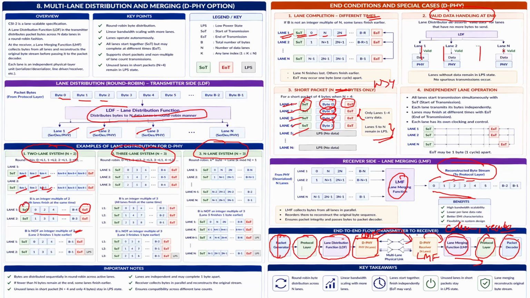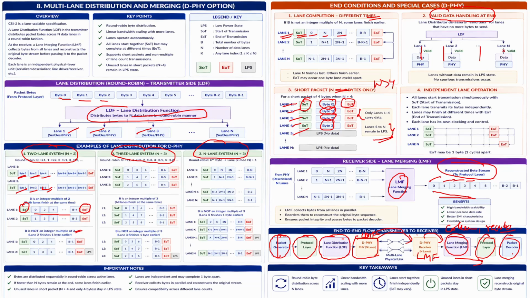Why is this mechanism important? I told you that bandwidth needs to be used efficiently, and the lanes should transmit the data efficiently. And any EMI, electromagnetic interference, will be avoided here.